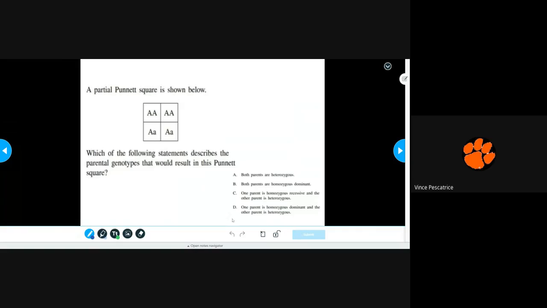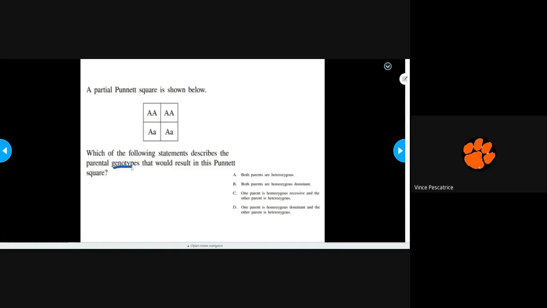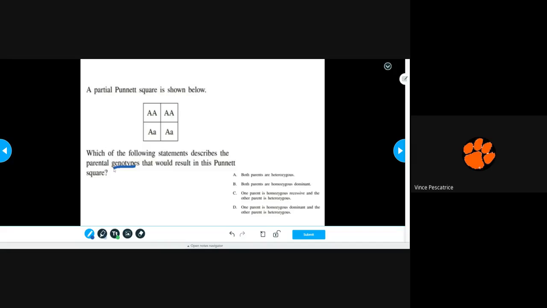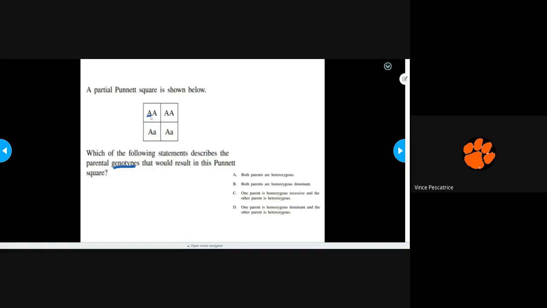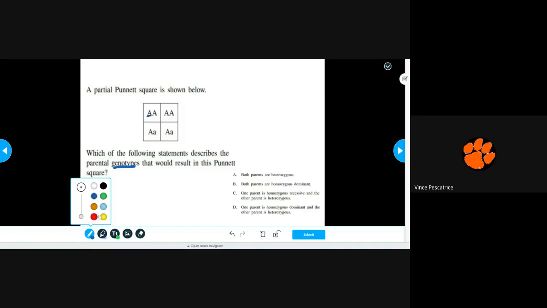All right, got a Punnett square, a monohybrid cross. Which of the following statements describes the parental genotypes that would result in this Punnett square? So now, here's that phenotype talk again. The genotype is asking what arrangement of letters. So if we have this arrangement up here, then we can come to a few conclusions. One allele has to come from the father, and the other allele has to come from the mother.